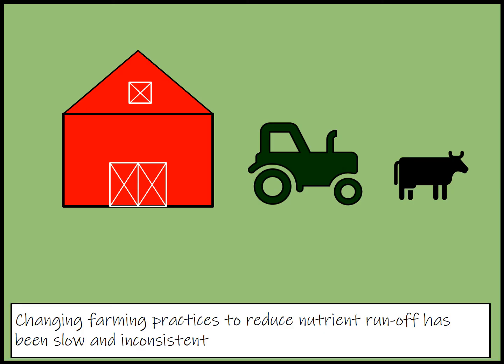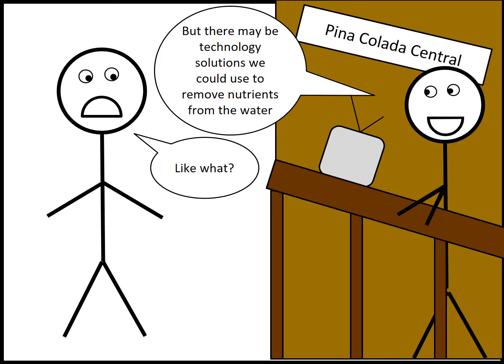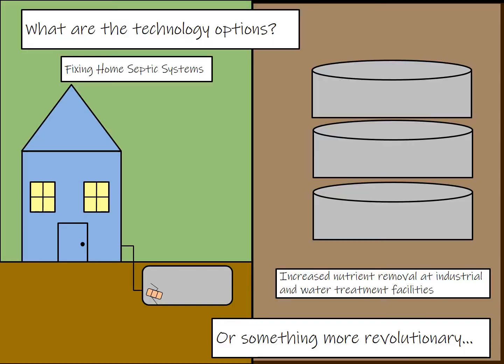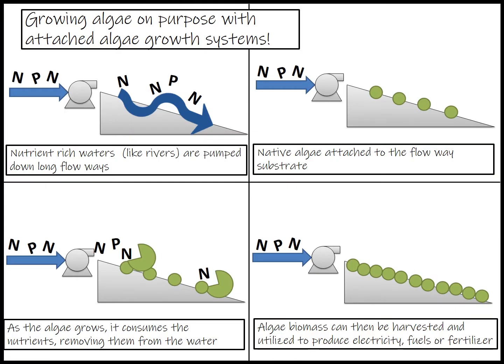One option is to change the way that we farm and ranch to reduce nutrient runoff from these sources, but these changes have been slow and inconsistent. Another option is to look at technology solutions, including fixing home septic systems and increased nutrient removal at wastewater treatment facilities. Or we can do something more revolutionary, such as using attached algae growth systems in order to grow algae on purpose in a more controlled way, thus removing the nutrients from the water.